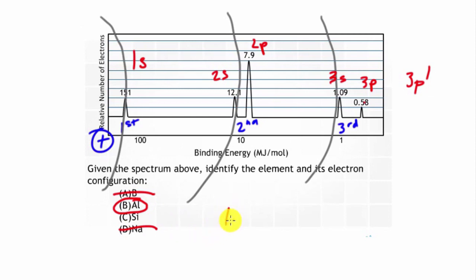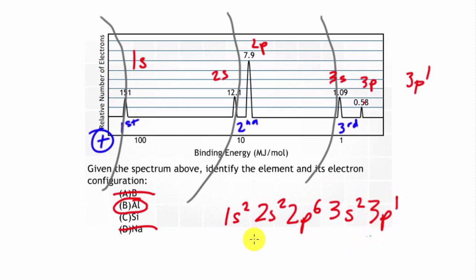Now, if I want to draw the configuration, I'm just going to do 1s2, then 2s2, 2p6. Notice that this is 3 times taller than the first two peaks. 3s2, again, that matches those other two s's. And then I end on a 3p1, and that would be my configuration for this.